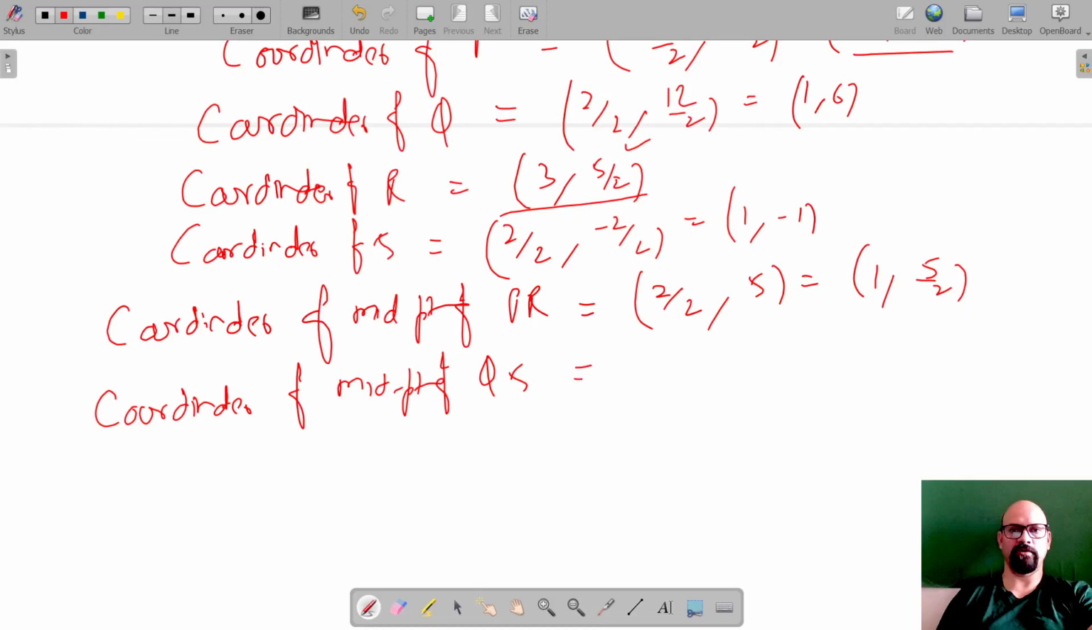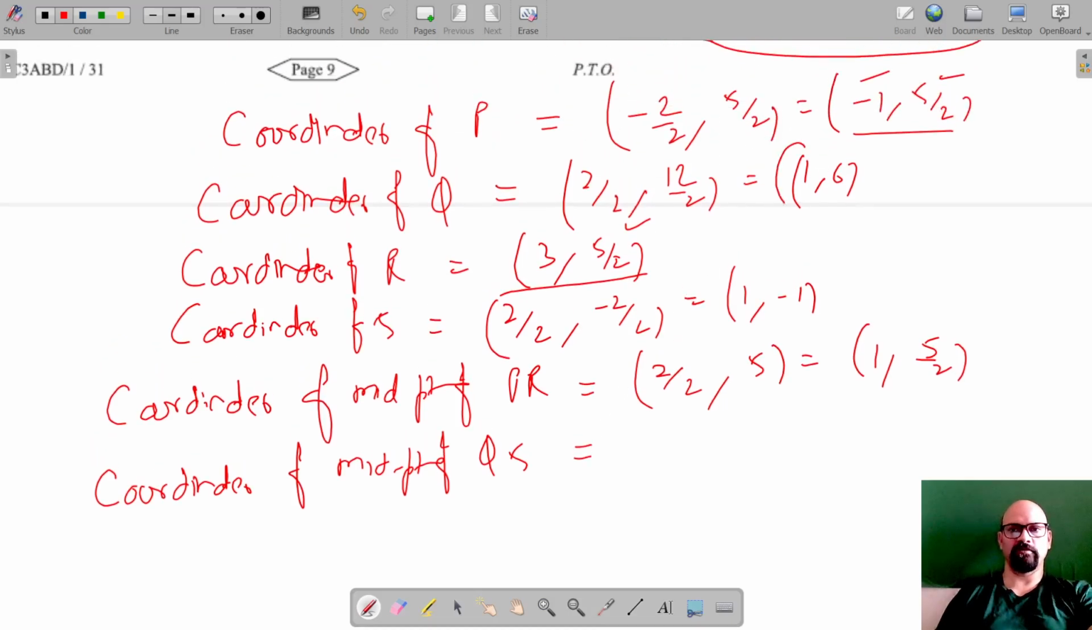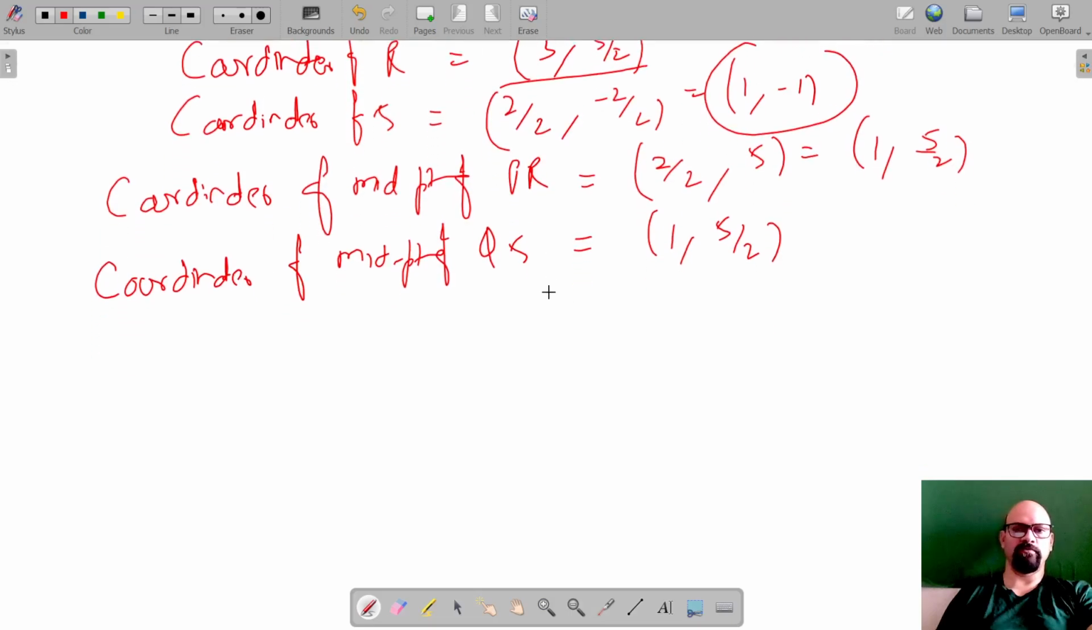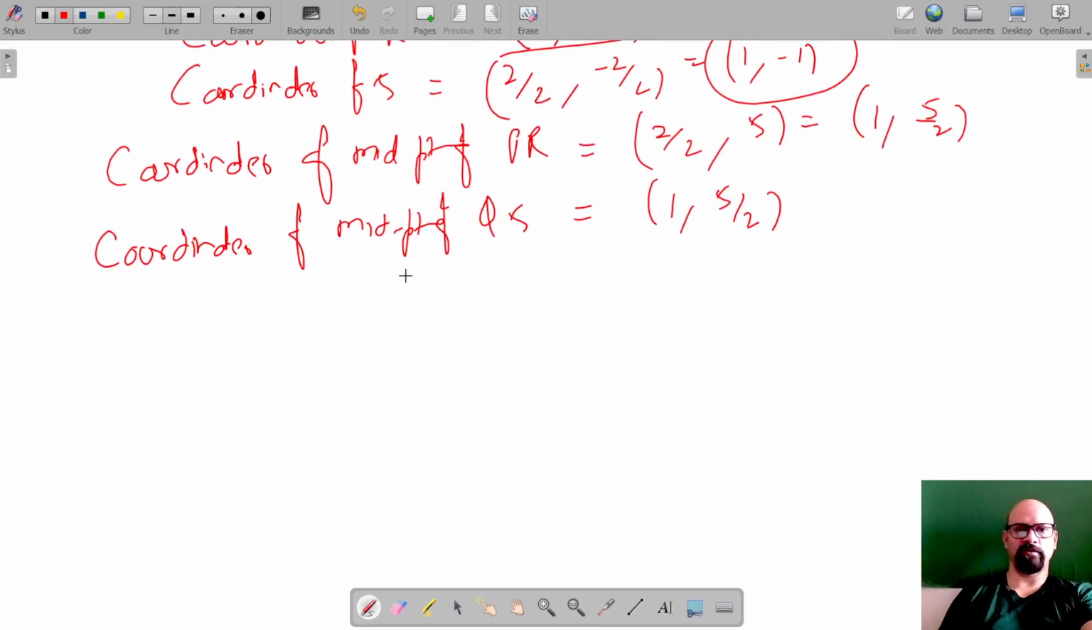And the coordinates of the midpoint of QS. Coordinates of Q is this and S is this. So 1 plus 1 is 2 divided by 2 is 1. And 6 minus 1 is 5, so 5 by 2. Finally, the coordinates of the midpoint of PR are equal to the coordinates of the midpoint of QS. So that means the diagonals bisect each other because their midpoint is the same.